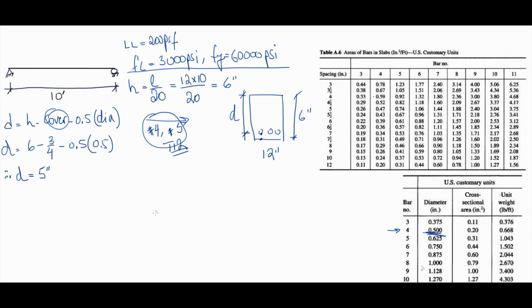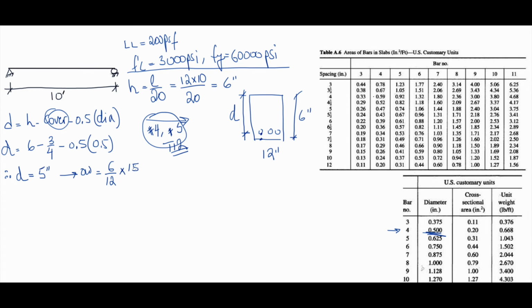So now what? Now we have to calculate the moment. In order to calculate the moment, I need the own weight. The own weight of the slab is 6 divided by 12 for unit conversion, 6 is h, multiplied by b, but b is 1 foot, so it's ignored.